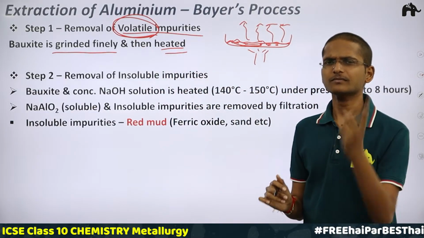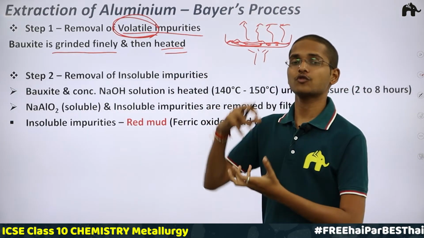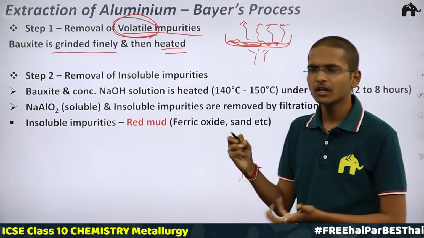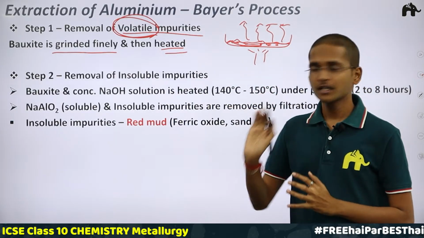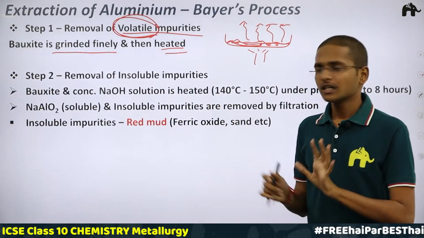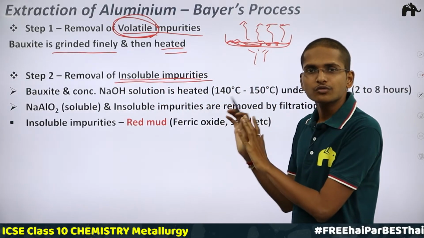That was step 1. Second step, now this is the actual step where we are going to start the purification of bauxite. This was a simple step: volatile impurities, we have just made them go away. Now comes the removal of insoluble impurities. Now let's understand how we are going to remove these insoluble impurities.